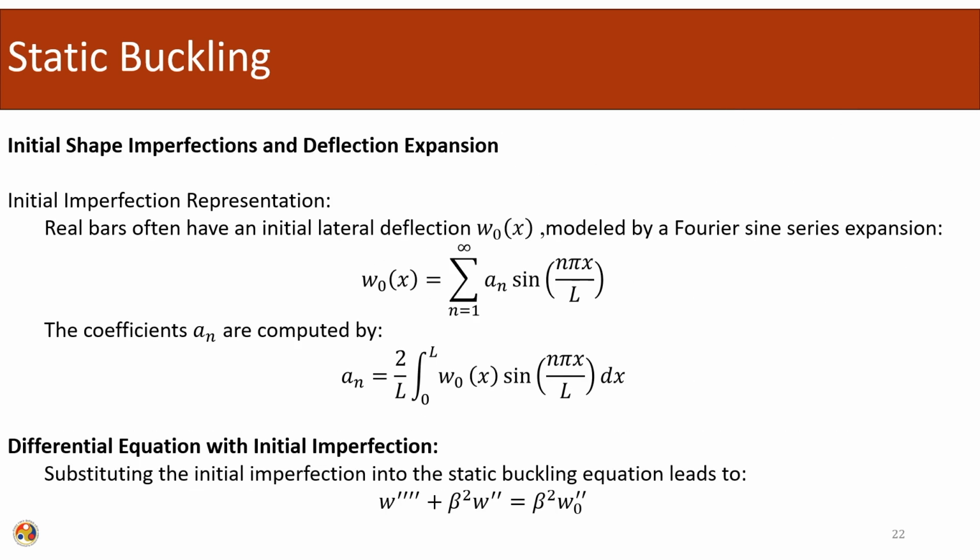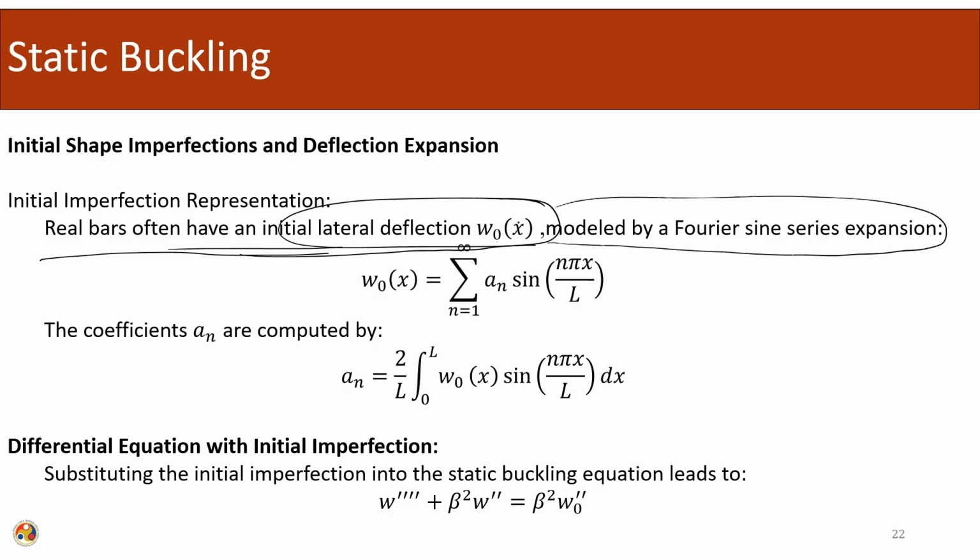So, the effect of the initial shape imperfections and the deflection expansion. We will further look into the effect of the initial imperfection. In real bars, we often have an initial lateral deflection, so there is an initial imperfection. This initial imperfection can be modeled by a Fourier sine series expression. So, this is the expression for the initial imperfection.